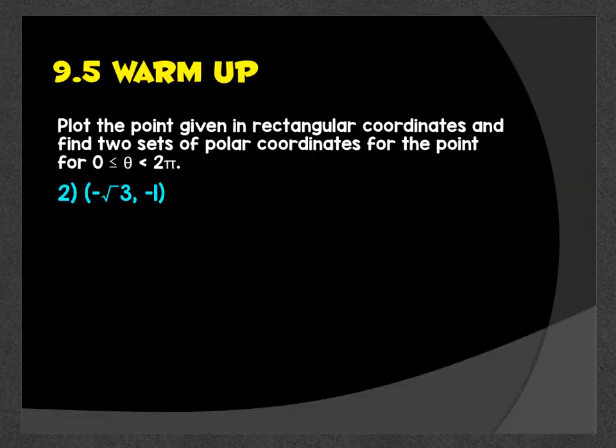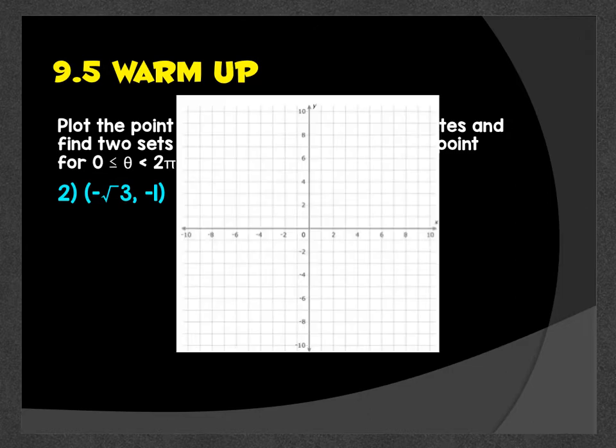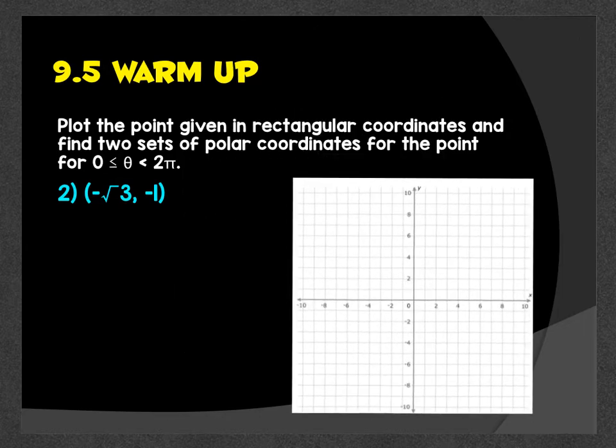All right, number 2 says plot the point given in rectangular coordinates and then find 2 sets of polar coordinates for the point. So now we're going to do it in a rectangular coordinate grid. So I get negative root 3 and negative 1. Root 3 is about 1.7. So this is like saying negative 1.7, negative 1. That point would be there. So I know it's in the third quadrant already.